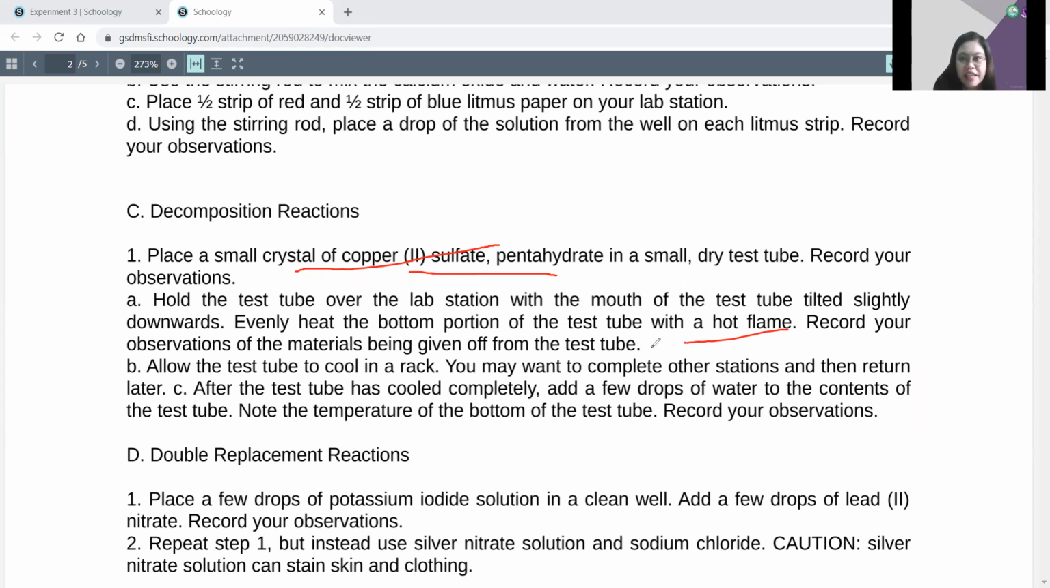And then after heating, you add a few drops of water to the crystal, and you also have to observe what will happen. That is supposedly the procedure that is to be done inside the laboratory.